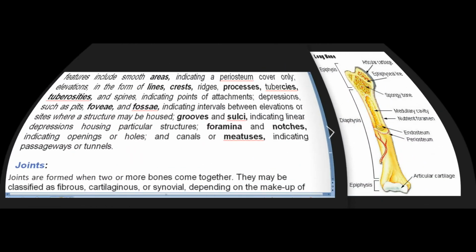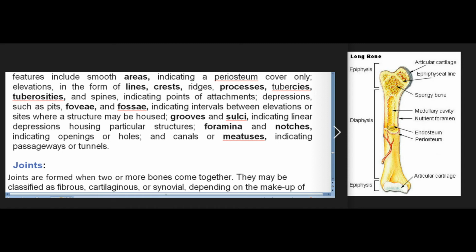The shaft of the bone may possess several characteristic landmarks indicating much information. Terms used to describe these features include smooth areas, indicating a periosteum cover only, elevations, in the form of lines, crests, ridges, processes, tubercles, tuberosities, and spines, indicating points of attachments, depressions, such as pits, foveae, and fossae, indicating intervals between elevations or sites where a structure may be housed, grooves and sulci, indicating linear depressions housing particular structures, foramina and notches, indicating openings or holes, and canals or meatuses, indicating passageways or tunnels.